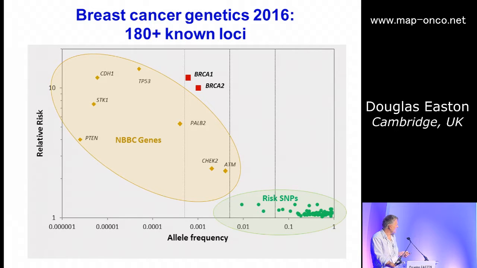And then there are these two other categories. There are risk SNPs. These are common variants in the population, each of which confer a relatively small risk of the disease, but there's a huge number of them. And then there's this rather more nebulous category of other genes which confer various risks, most of which are not very well defined. And there's a lot of interest in this area. I'm going to concentrate mainly on the SNPs to begin with, and I'll come back to this point towards the end of my talk.